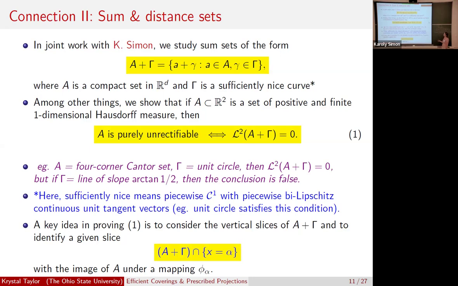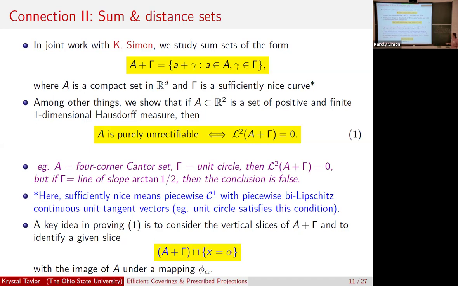Among other things, we show that if A is a subset of the plane of positive and finite one-dimensional Hausdorff measure, so A is a set of positive and finite length. If someone tells you a set of positive and finite length, people in this room might think of the four-corner Cantor set, but someone off the street might think of a line. Then A is purely unrectifiable if and only if the two-dimensional Lebesgue measure of A plus gamma is 0.